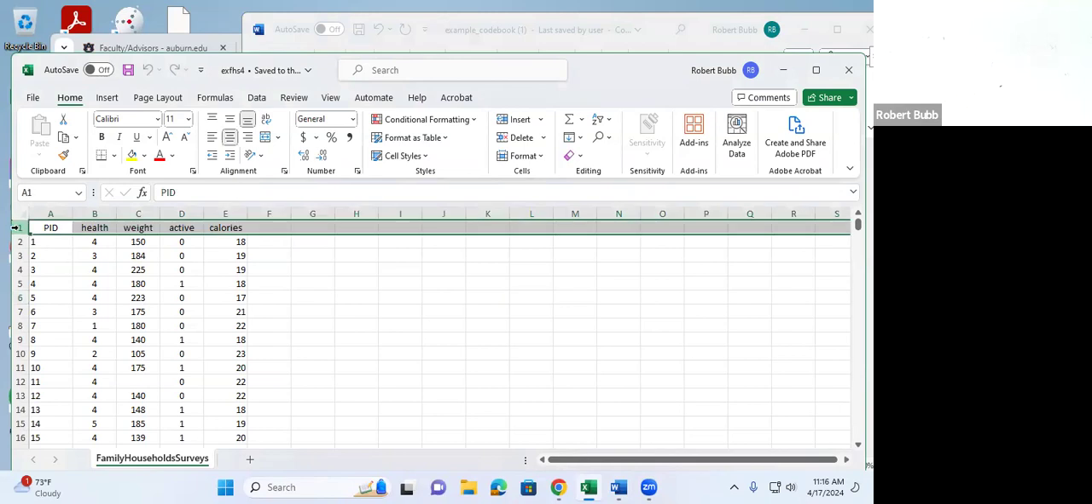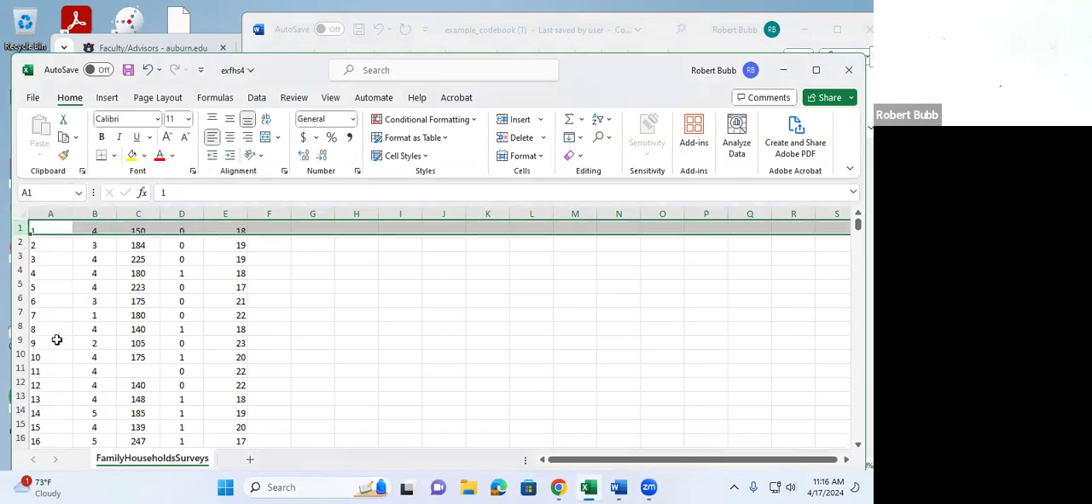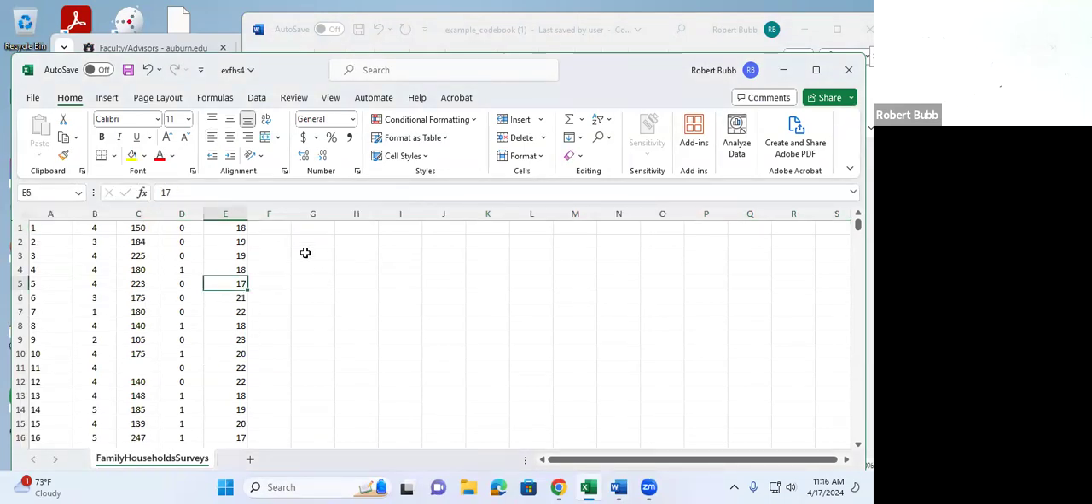Okay, so yeah, we need to get rid of this top row, right? So I'm just going to left click, and then we're just going to delete it. Okay, what's next?